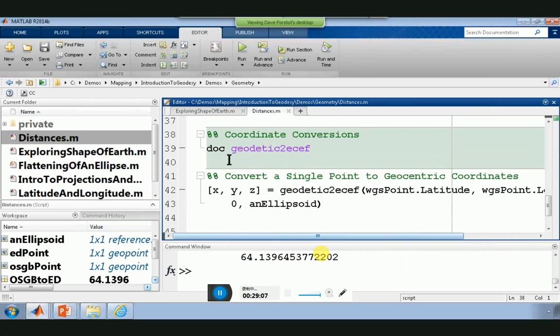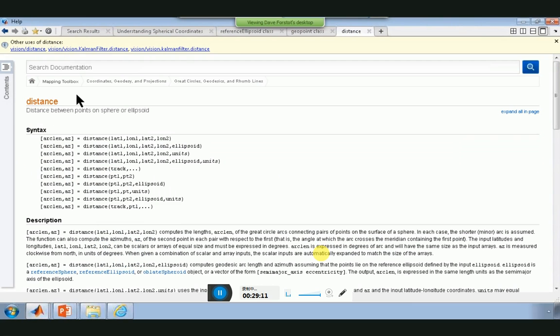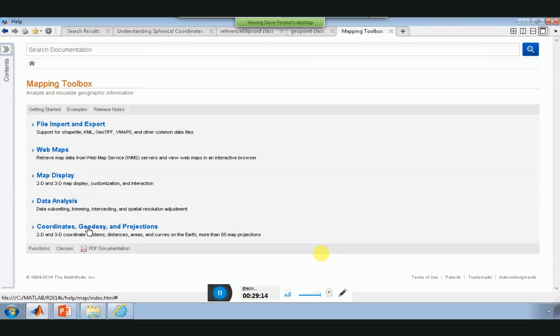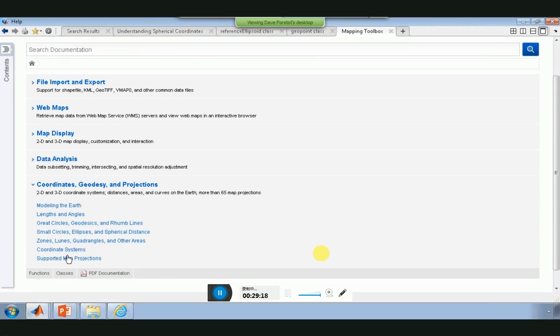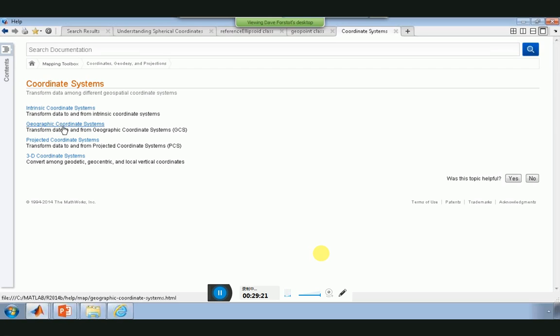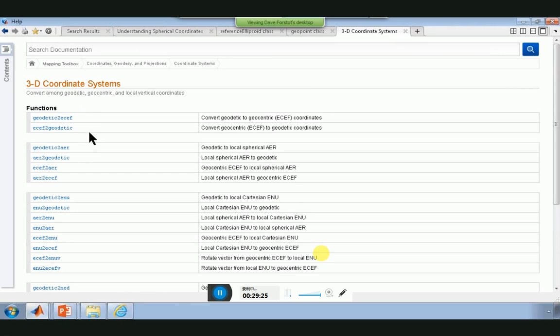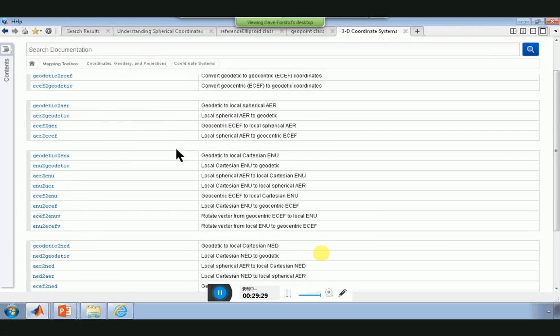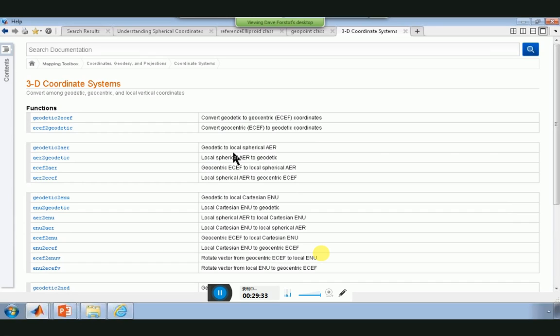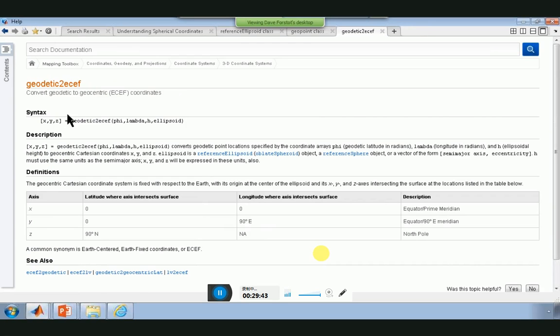Now, these aren't the only coordinate systems in use, and we just covered that. Let me go back to the mapping toolbox and the documentation. Under coordinates and projections, you'll see there are a lot of coordinate systems, whether geographic or projected. And if we look at those 3D coordinate systems, there are many, many ways to convert between the different systems. Again, one of the key points is that if you just throw a latitude and longitude into a conversion routine, you're implying something about the system it was defined in. So when we look at geodetic to Earth center, Earth fixed, the geocentric system, we not only need to know our latitude and longitude and h, which in this case is our ellipsoidal height, that's the height off that reference ellipsoid, we also need to know what that reference ellipsoid is.